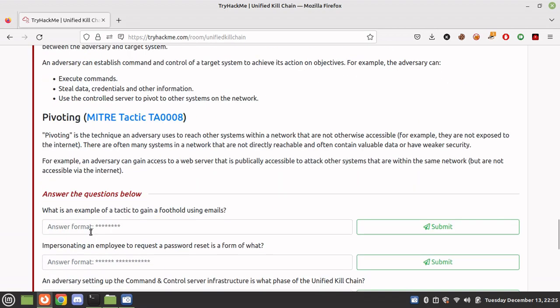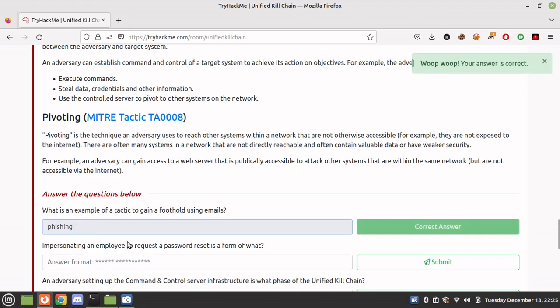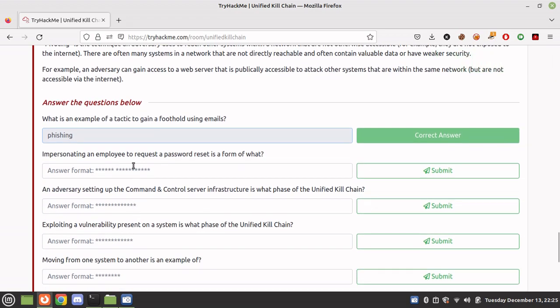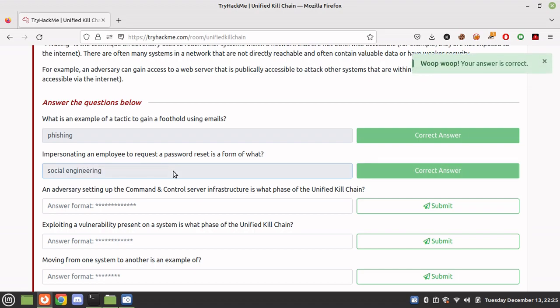What is an example of a tactic to gain a foothold using an email? Basically it's phishing. Yes. So phishing is a type of social engineering attack. Impersonating an employee to request a password reset is a form of what? Social engineering. Basically it's when you pretend to be a customer and ask for a password.